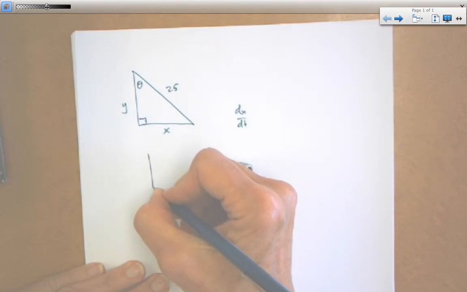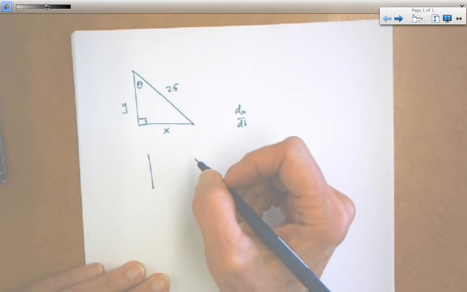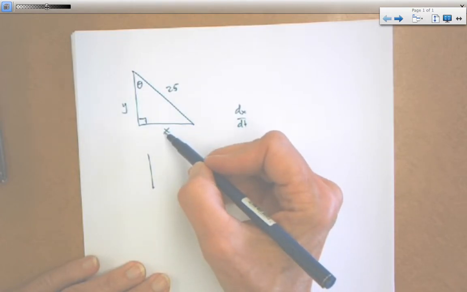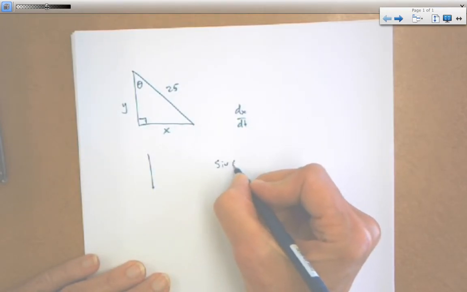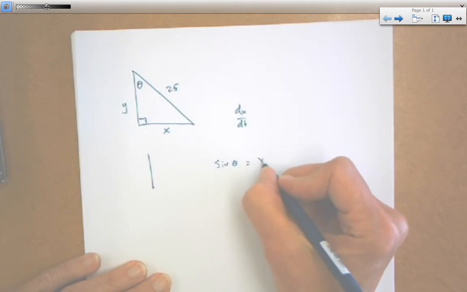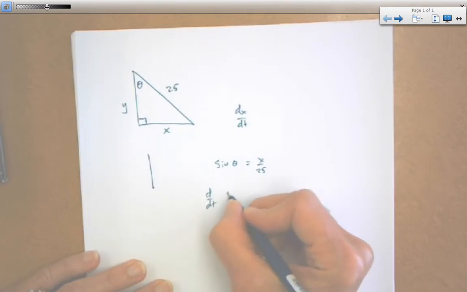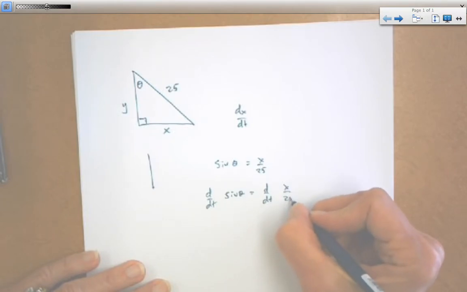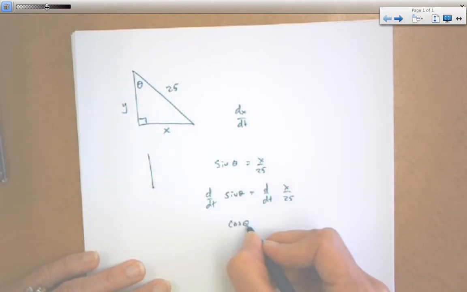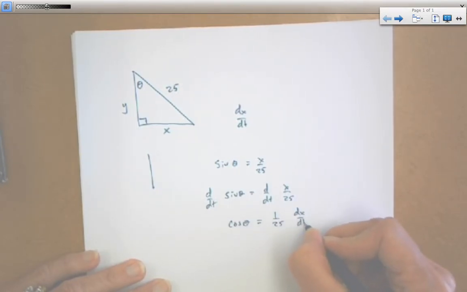So first of all, let's get a trig relationship going, and I'm going to use opposite over hypotenuse. Opposite over hypotenuse is going to be sine. So sine of theta equals x over 25. Because I want the rate of change of x, I'm going to take the derivative with respect to time. So the derivative of sine is cosine, and this will be 1 over 25 dx/dt.